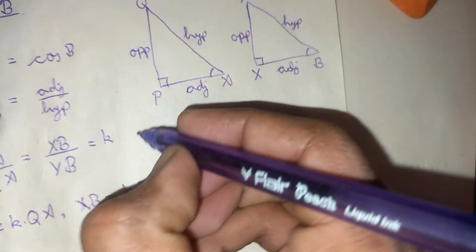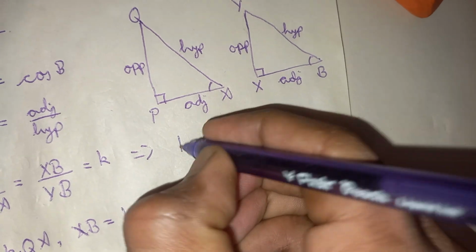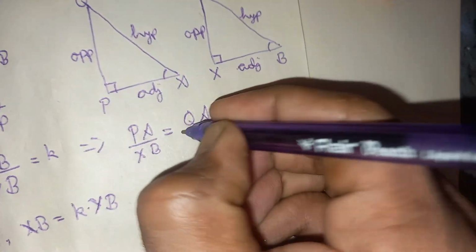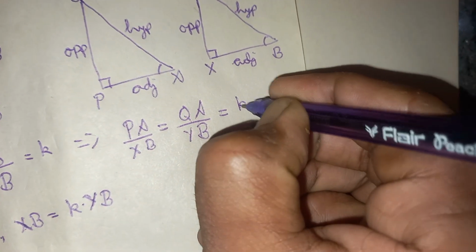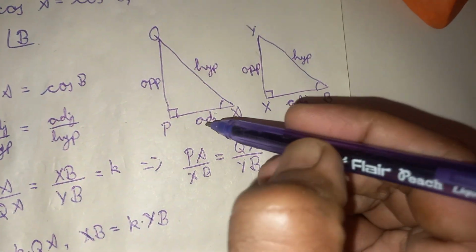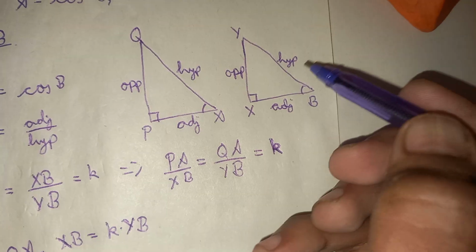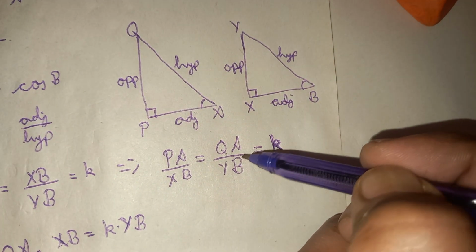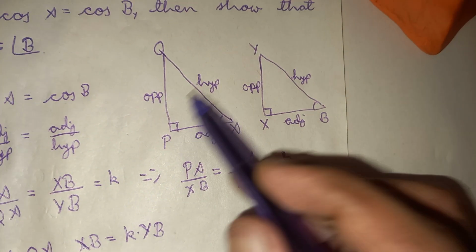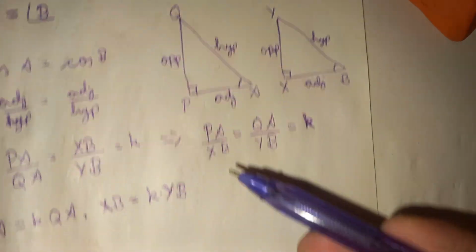You can rewrite this problem: XB can come here and QA can go there. It becomes PA by XB equals QA by YB, which is equal to K. So you need to prove that PA by XB, this side by this side, equals QA by YB, and this side by this side. Those three ratios are equal to K. So these two triangles become similar triangles, and angle A becomes equal to angle B.